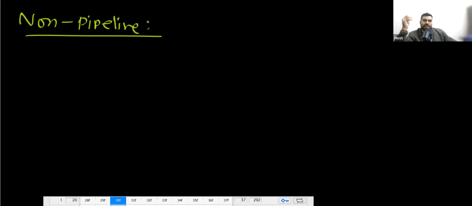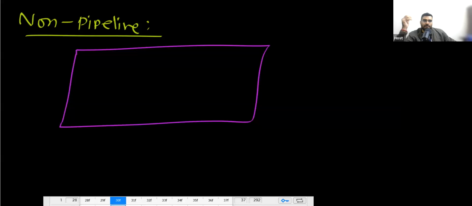So when you have this non-pipeline, what does it actually mean? It means that it's like you have a single machine. So this is the non-pipeline laundry machine.